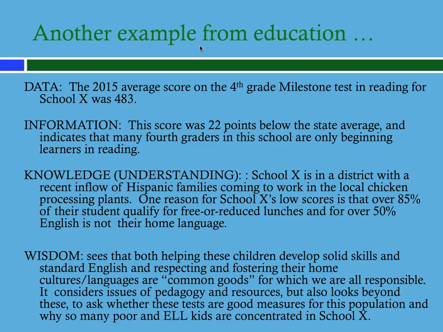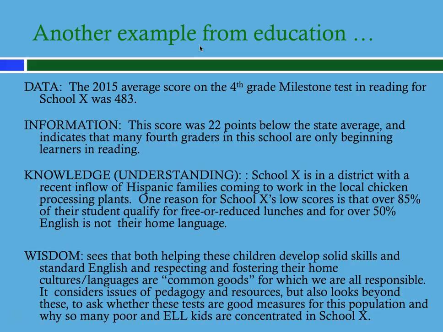Let's look at another really common example from education. Data. The 2015 average score on the 4th grade milestone test in reading for school X was 483. That's a data point. When you first hear that, it doesn't really mean anything to you, because you don't know what a score of 483 means. Okay? You may not even know what a milestone test is, etc.